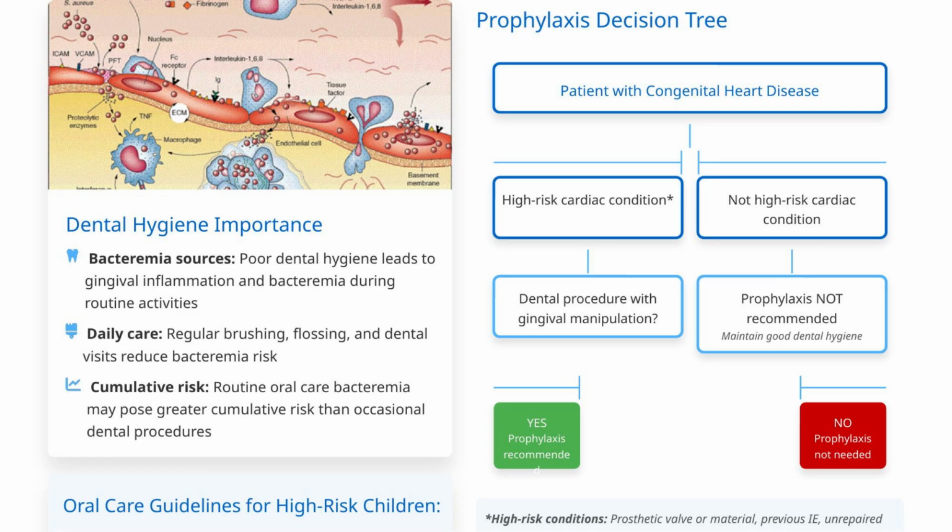The prophylaxis decision tree helps clinicians determine when antibiotic prophylaxis is needed. For patients with high-risk cardiac conditions such as prosthetic valves or material, previous infective endocarditis, unrepaired cyanotic congenital heart disease, or repaired congenital heart disease with residual defects, prophylaxis is recommended for dental procedures involving gingival manipulation. For patients without high-risk conditions or for high-risk patients undergoing procedures without gingival manipulation, prophylaxis is not recommended.